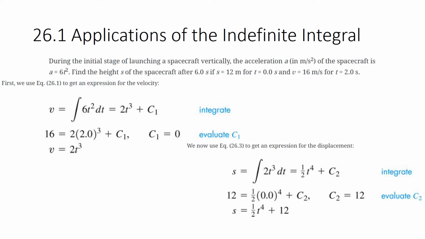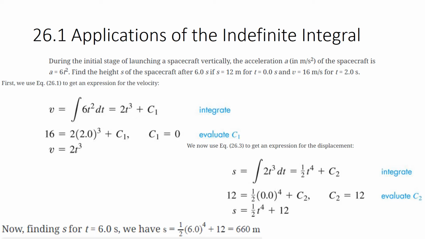We plug in the values. We know that the spacecraft at time equals 0 is going to be 12 meters off the ground. The launching pad is 12 meters tall. So we'll plug in that 12 equals 1/2 t to the fourth. Now in this case, t is 0 seconds. So we find that C2 must be the number 12.